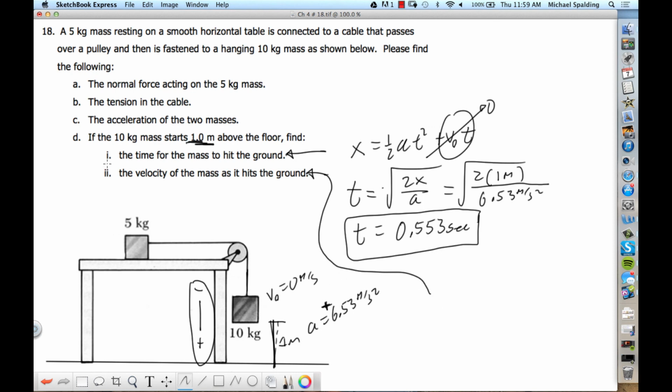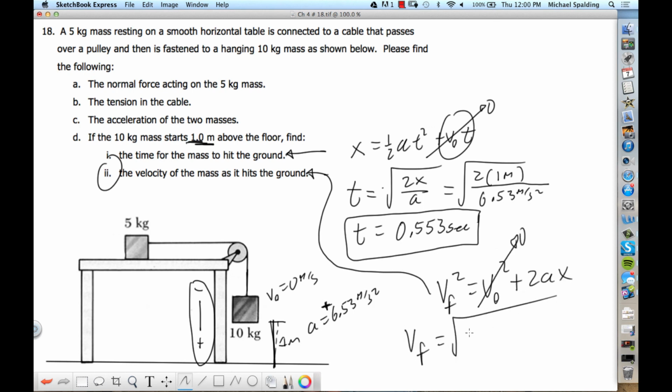To do this question, there are multiple ways you could do it. I went like this: Vf squared equals V initial squared plus 2ax. V initial is 0, so V final is going to be the square root of 2ax. So 2 times 6.53 times 1. This gives a final velocity of 3.6.